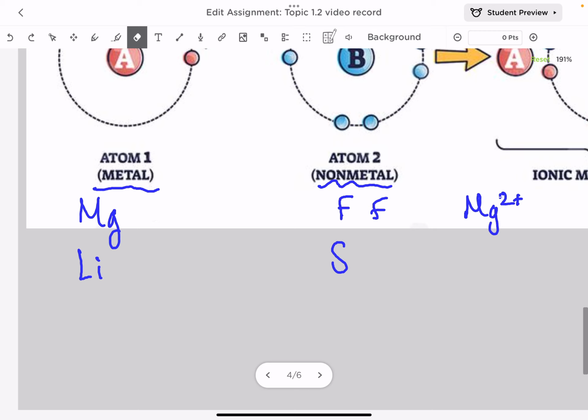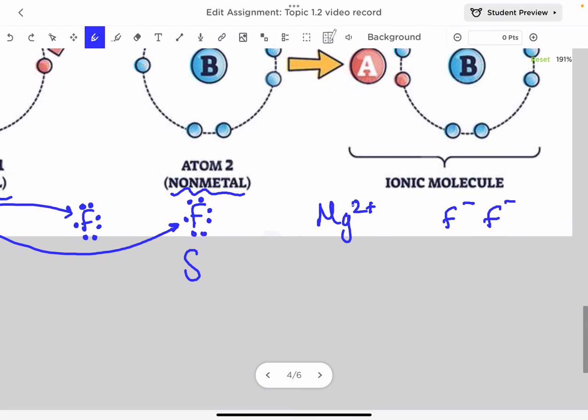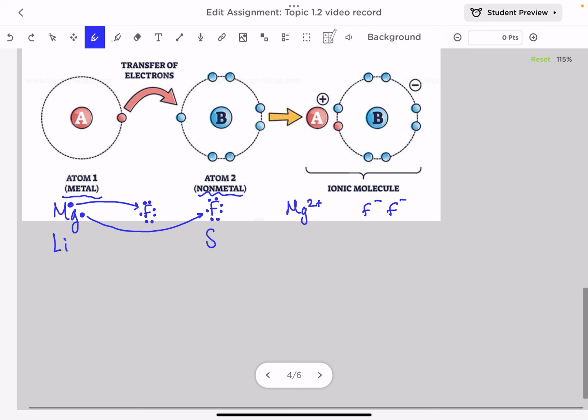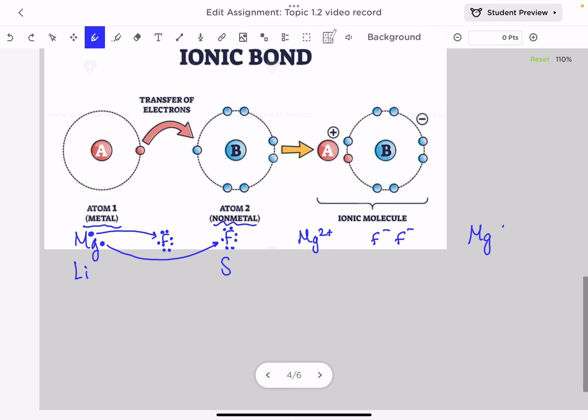I'm going to draw it in a better way. Here's magnesium having 2 valence electrons, and here's F. That's the first F having 7 valence electrons, and that's the second F. So magnesium will transfer the electrons to F. Magnesium will turn positive and each F will turn negative. Oppositely charged ions attract each other and they form the ionic compound MgF2. The overall charge of this ionic compound will become 0.